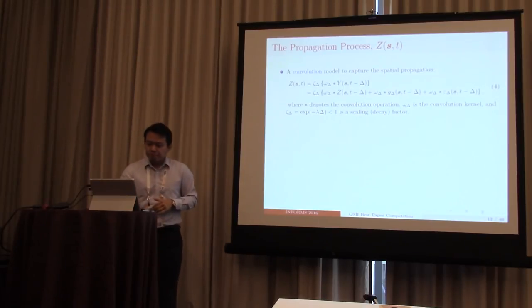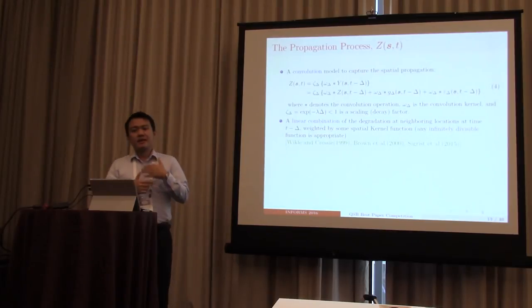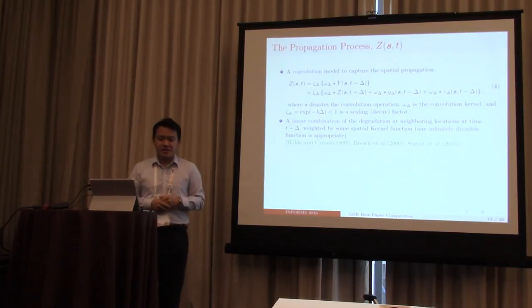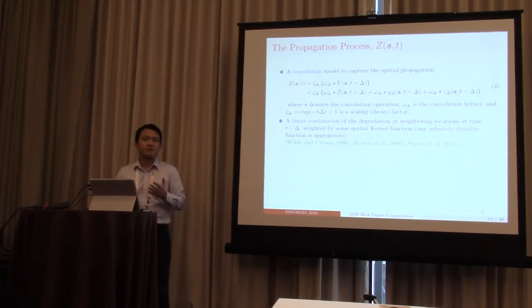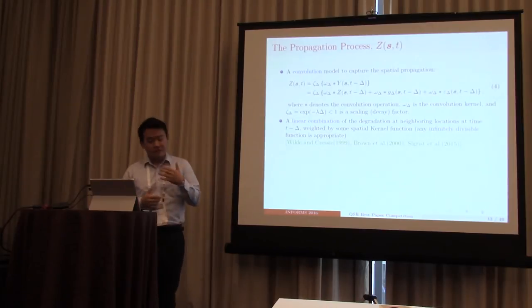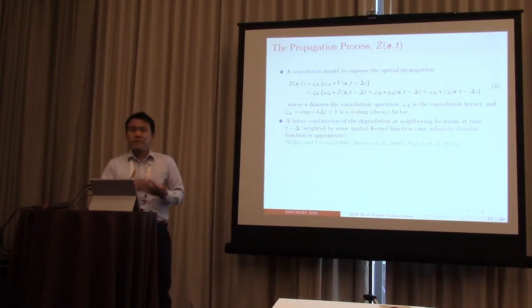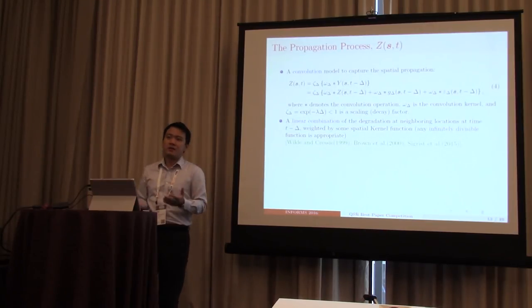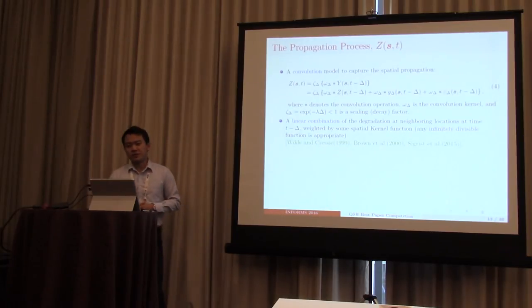Later on, we'll see that. Okay, since the convolution operation is essentially a linear operation, equation 4 basically implies that the propagation is obtained through a linear combination of the degradation in the neighboring area at the previous time, weighted by some spatial kernel function.